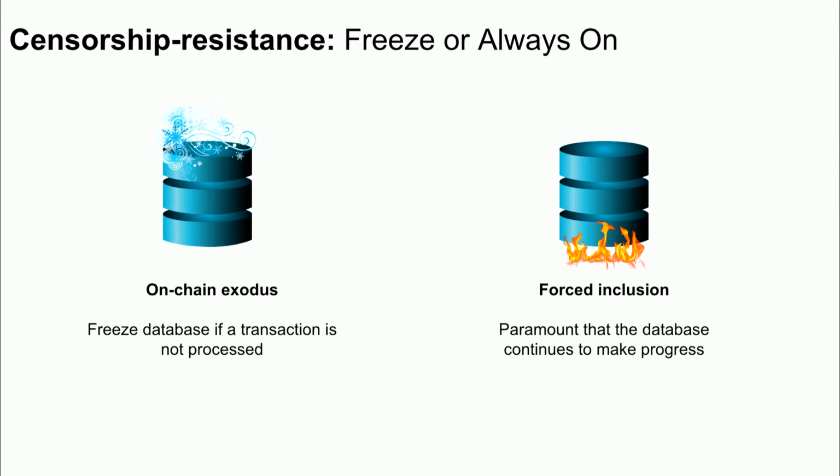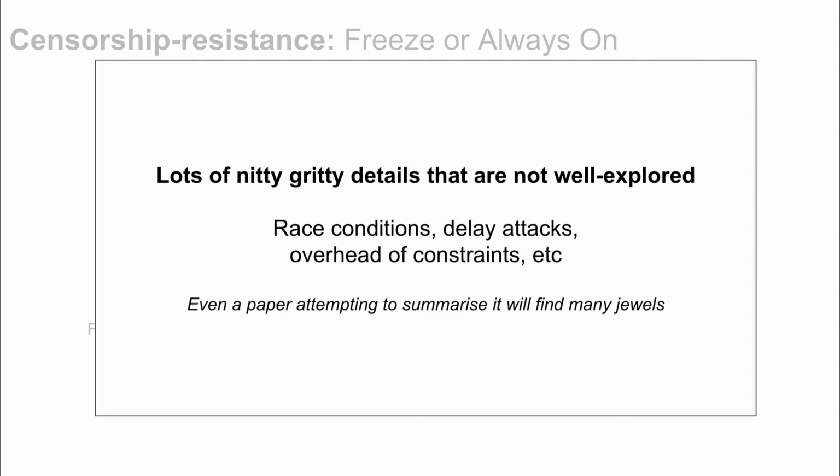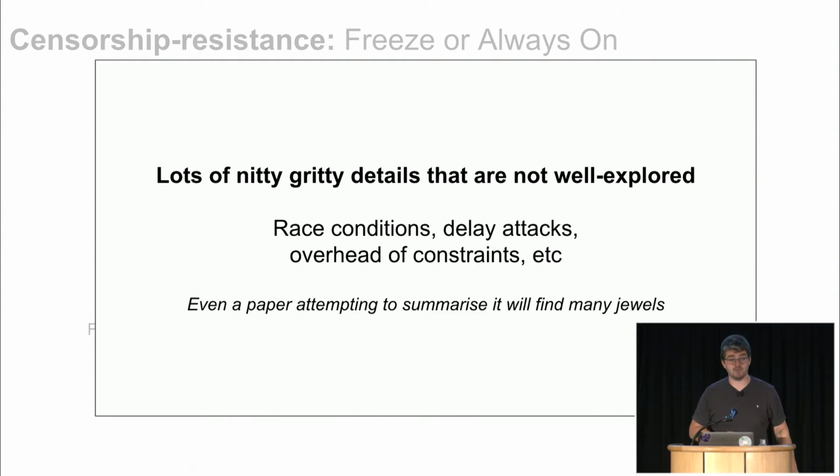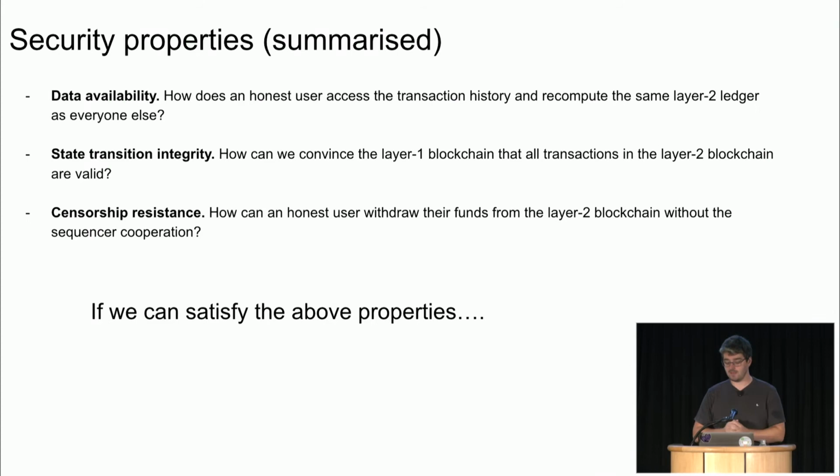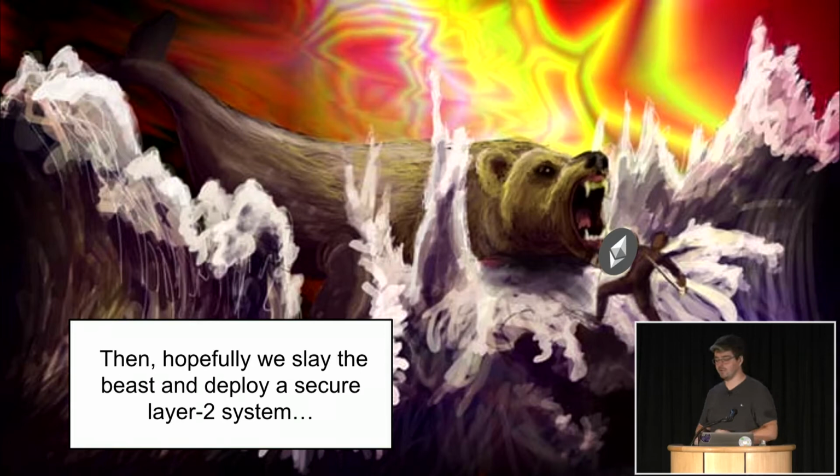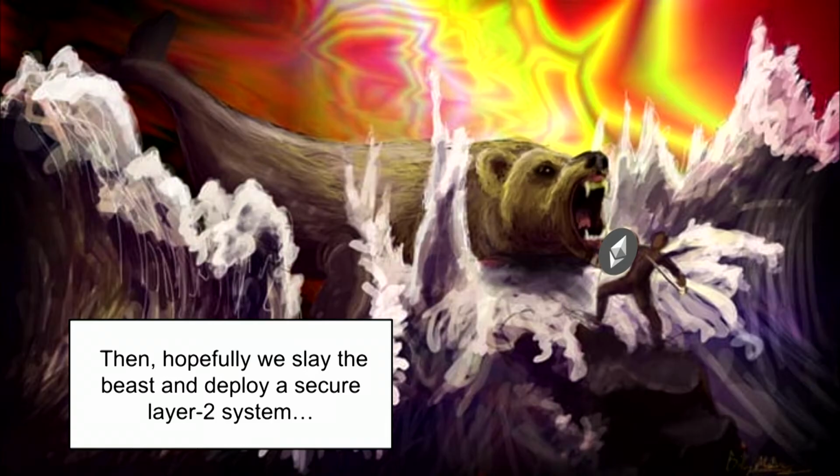But there's a lot of nitty-gritty details here that aren't well explored. So if you're interested in writing a paper or doing research, this is the first thing I would tell people to go look at. There's race conditions, delay attacks, overhead of constraints. Any paper that even tried to summarize this would find so many jewels of why it's a non-trivial problem. But if you can solve all three problems, then hopefully you can slay the beast and deploy a secure layer 2 system. And also for the OGs, this is the bear whale from 2014. So this is the old bear market. And obviously we're slaying the bear whale.